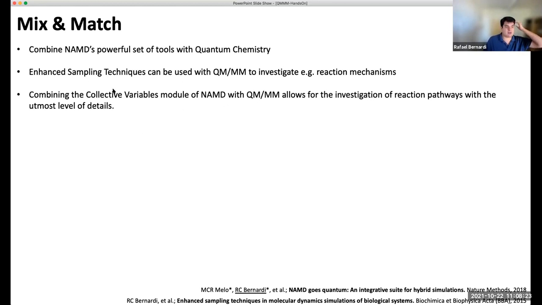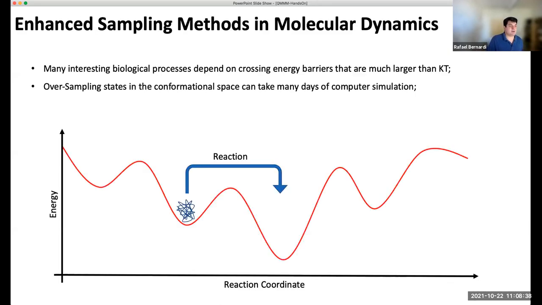You had a whole day this week about free energy methods and enhanced sampling methods on Tuesday, right? And you talked to the specialists about that. So you can use all those methods together with the QMMM interface. And that's actually very important, because if you want to study a chemical reaction, or how a system behaves, or how an enzyme works, that's what you need to do.